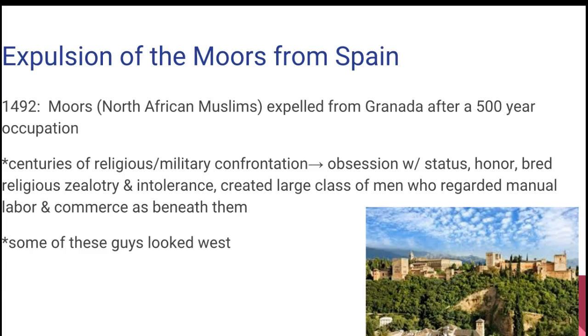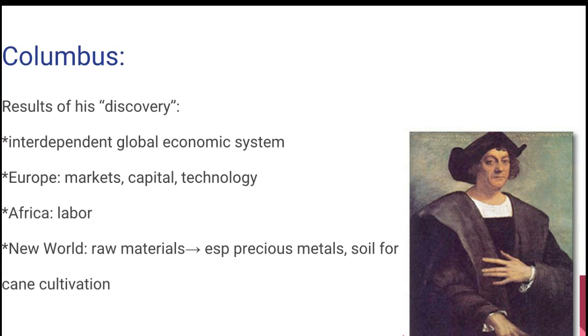So they're looking west as well. Columbus is basically the globalizing force. Everybody talks about globalism. Oh, globalism started a long time before this. So you have this interdependent global economic system that is a result. Europe provides the markets, the capital, the technology. Africa provides the labor, and the New World provides all of these raw materials, these natural resources, precious metals like silver and gold, soil for cane cultivation, and there's land to be had.